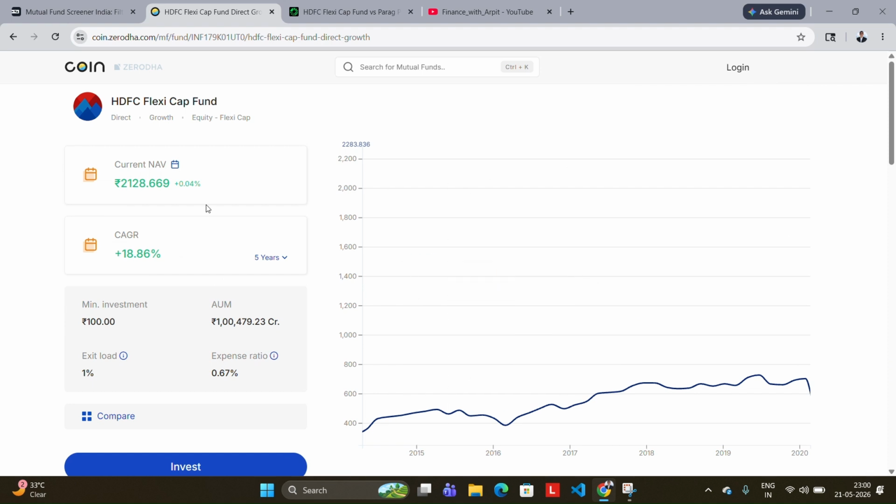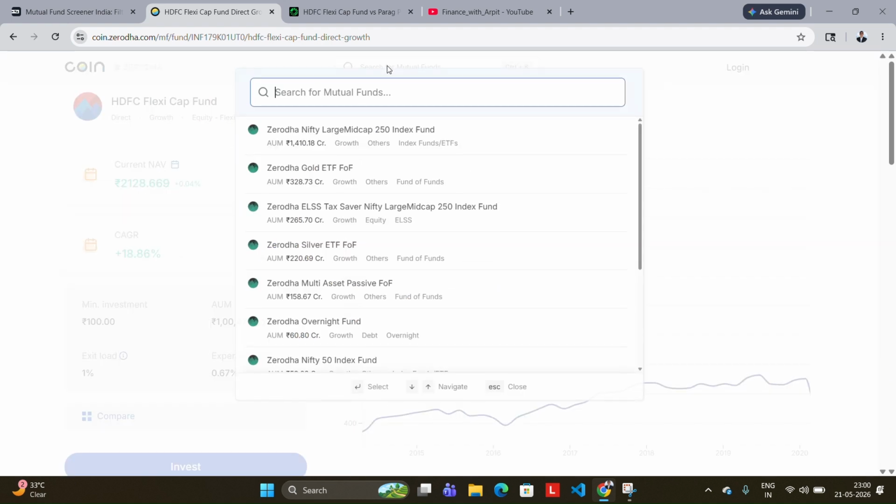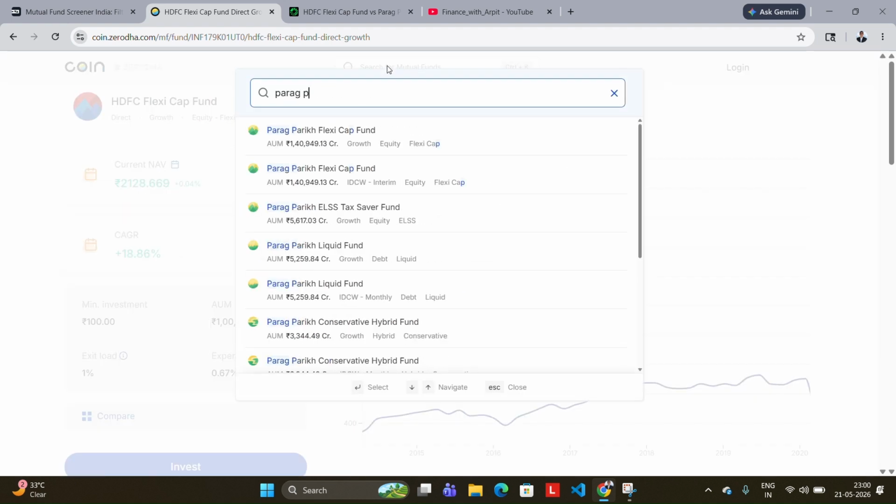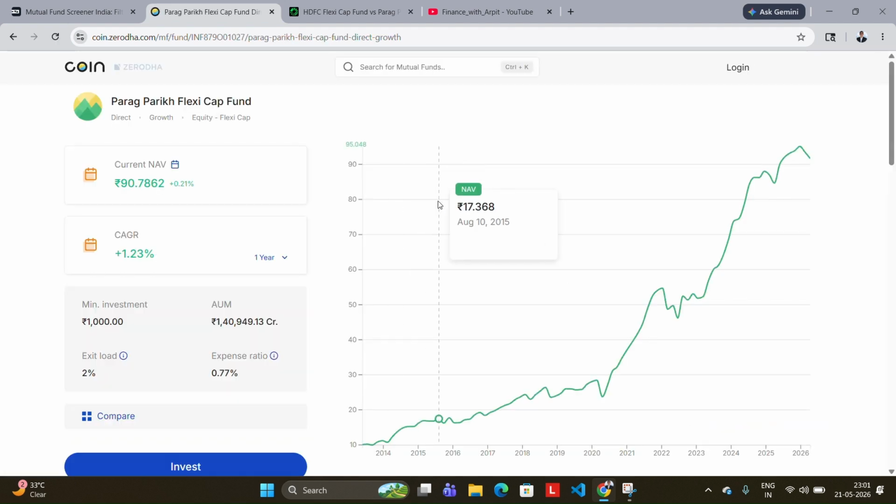Let me show you the Parag Parikh Flexi Cap Fund here also. We should invest in the growth option, not the IDCW. IDCW is basically for the dividend, and we want the dividends to be invested back so that the compounding works well for us after 10 to 15 years.